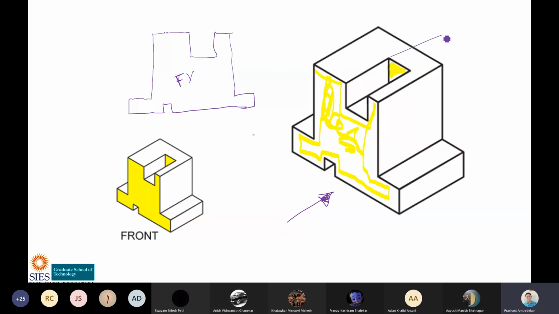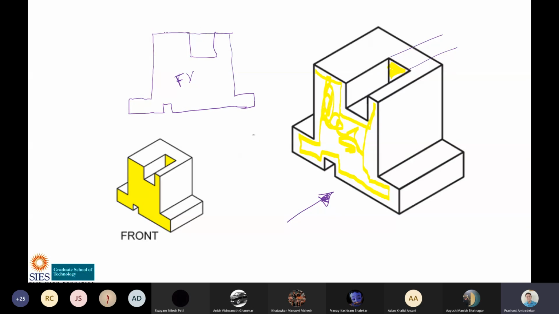If this slot is a through slot, then this would have been the front view. But it is not the case now. So there will be a line like this. Okay. So I am good that students are understanding and they are asking questions. I am happy for that.